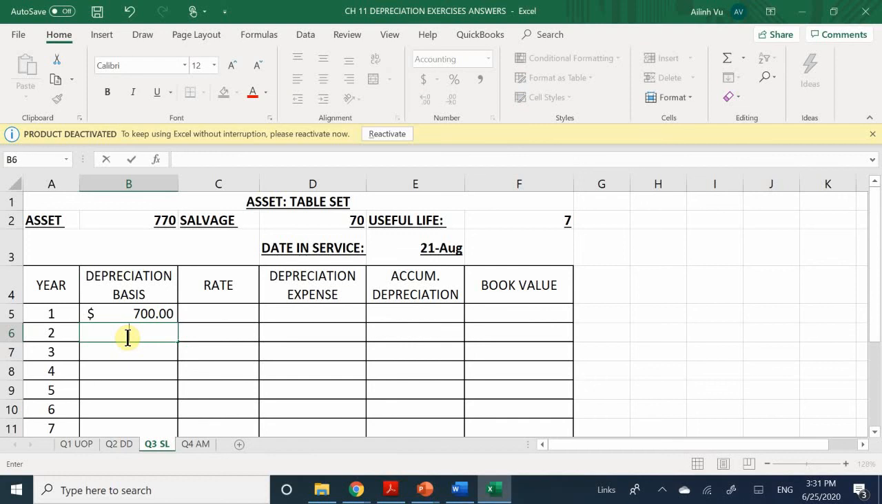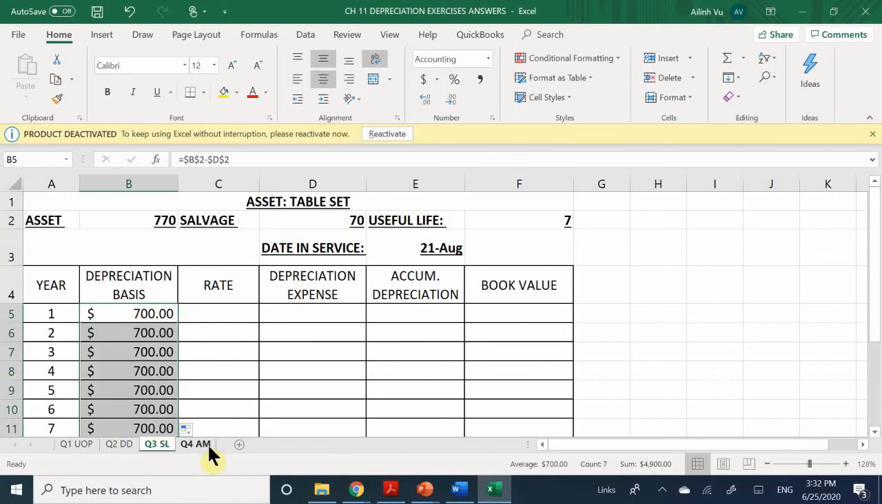So in this case, I'm going to use my absolute values for this one because I want to make sure that it calculates the same numbers in every single column. All right, and I'm going to fill in all 7 years. Okay, so now they're all 700. What is my depreciation rate?